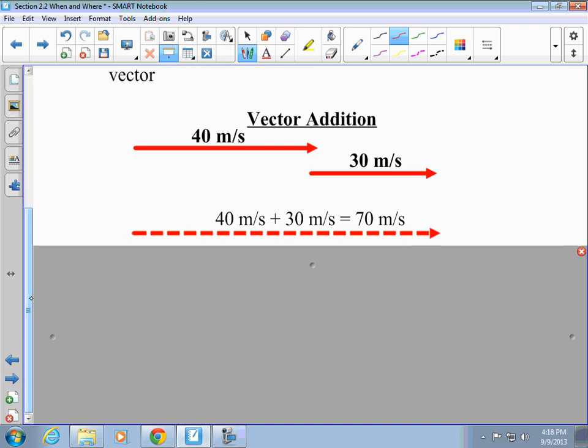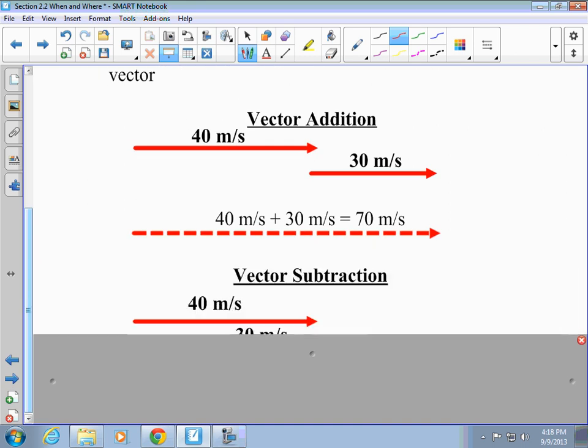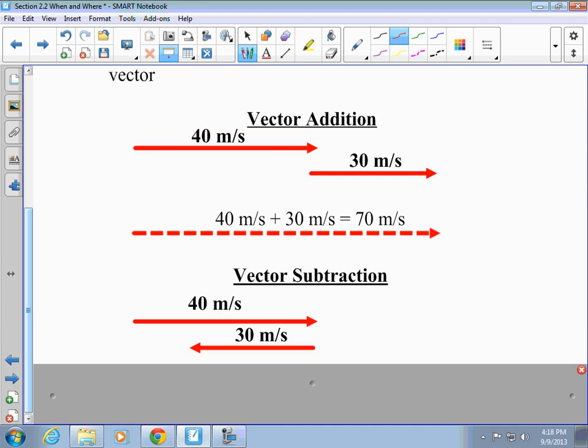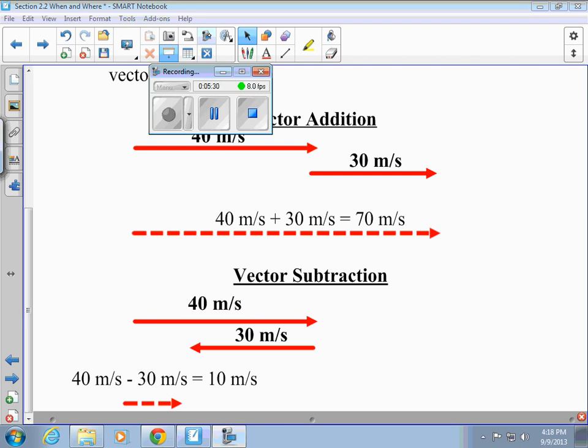Likewise, we could subtract. We could have 40 going to the right, or to the east, and then 30 coming back to the left, or to the west, and our net vector is going to be 10 meters per second, or whatever unit we choose, to the east or the right. So very simple vector addition and subtraction. Like I said, we will get more in depth with these when we start looking at three-dimensional motion and forces, but right now we're just dealing with two dimensions.